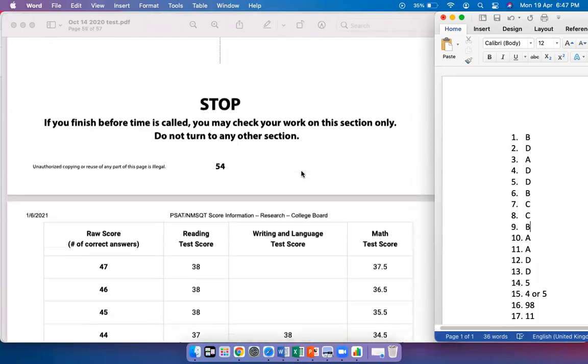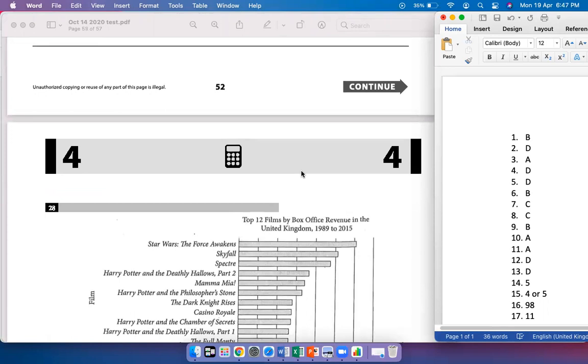In the next video, I'll be solving the calculator section live. So come back for it.